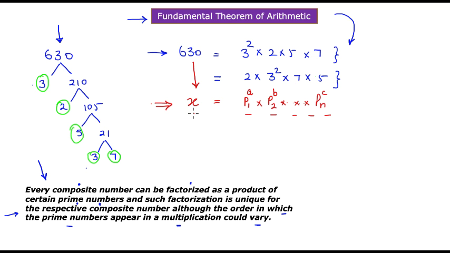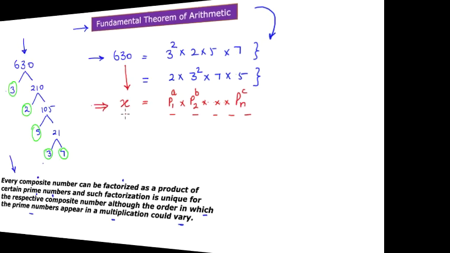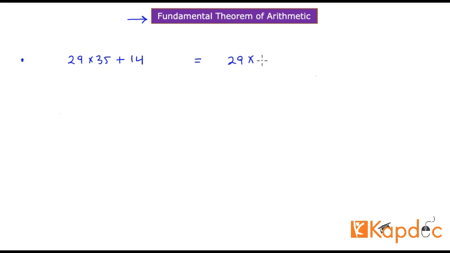Now let's take a look at some examples to understand this theorem a little bit better, okay? So let's say we have been given the number 29 times 35 plus 14, and our objective is to show that this number is a composite number, okay? So let's try to simplify this number. Let's say 29 times 35 can be broken down into 2 pieces, 7 times 5, plus 14 is 7 times 2. Let's simplify further.